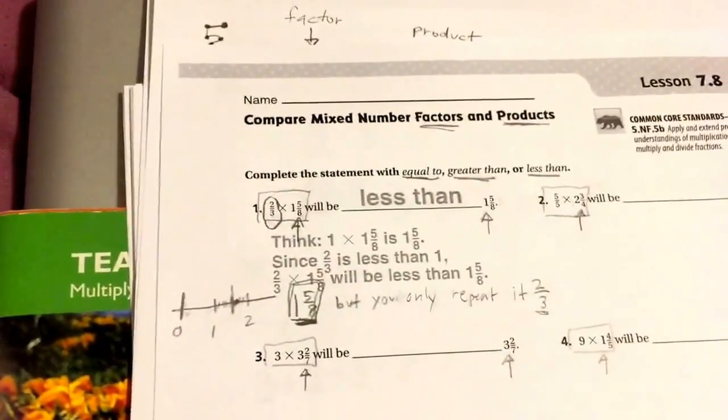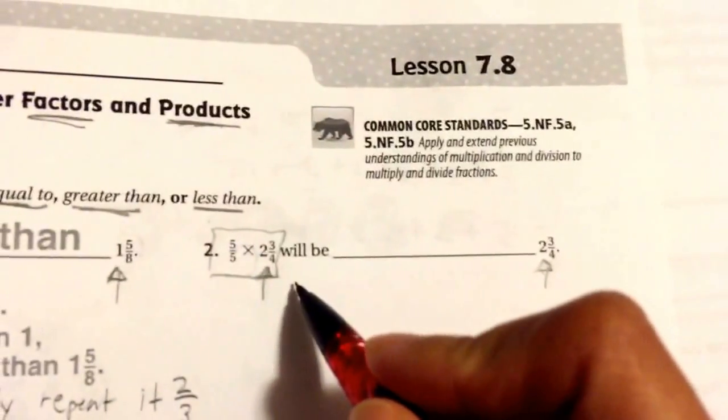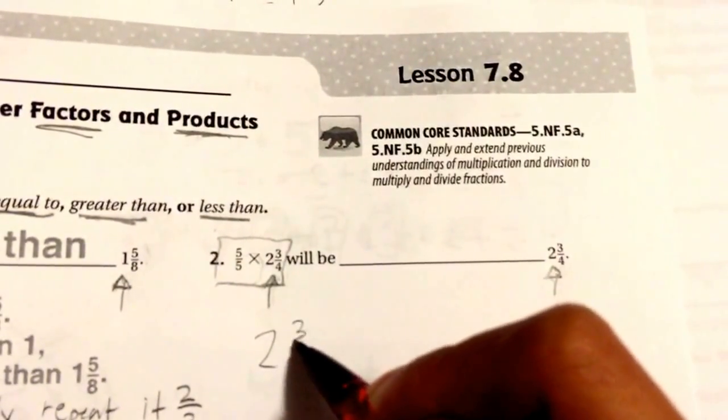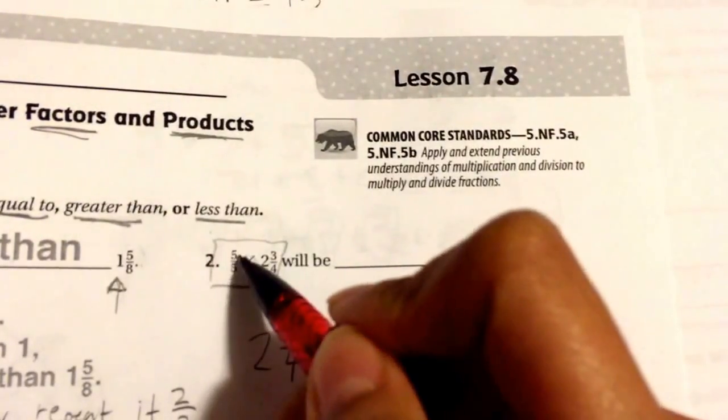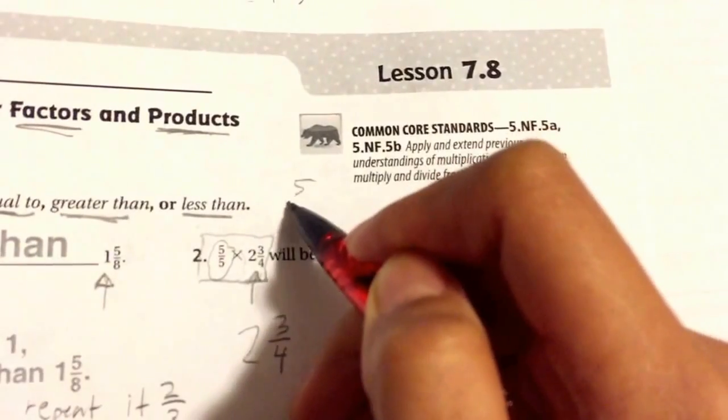Ready to move on? Let's try the next one. This one. We are repeating 2 and 3/4. How many times are we repeating 2 and 3/4? We're repeating it 5/5. What is 5/5?